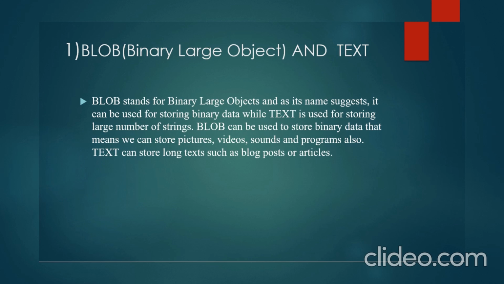Blob stands for binary large object. It stores binary data. And text is for storing a large number of strings. The binary data are pictures, videos, sounds, and programs, which come under the blob data type. So we can store pictures, videos, sounds, and programs using the blob data type. And text is for storing long text such as, as I told you, blog posts, articles, essays. In such cases we use the text data type for storing.